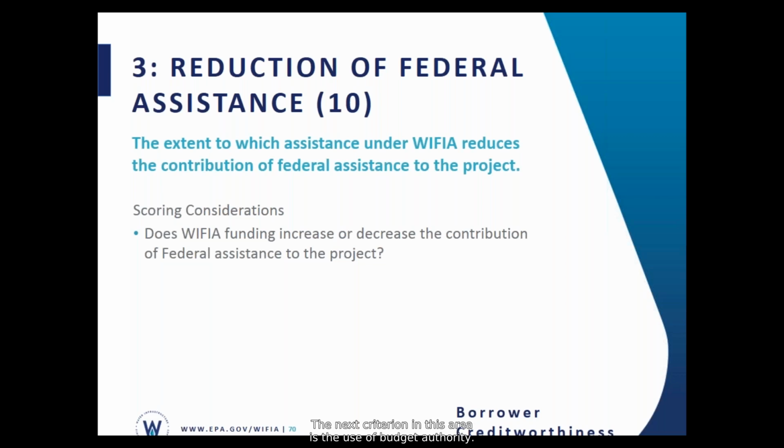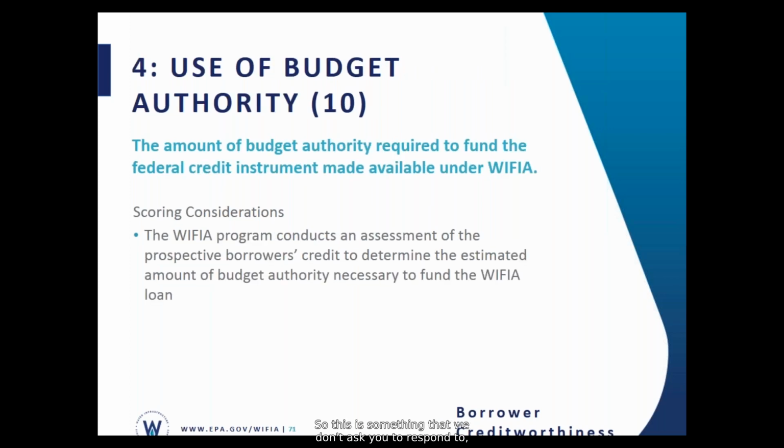The next criterion in this area is the use of budget authority. This is something that we don't ask you to respond to, but this is an analysis that we do. To determine the use of budget authority, we will do an assessment on the amount of our budget authority. So how much of that $55 million that we received as an appropriation this year is required to fund your loan. And we'll look at it both in terms of a percentage and in terms of dollars. That percentage will allow us to compare projects and serves as an indicator of how risky your project is. And then the dollar amount allows us to budget our $55 million appropriation when we're making our decisions.